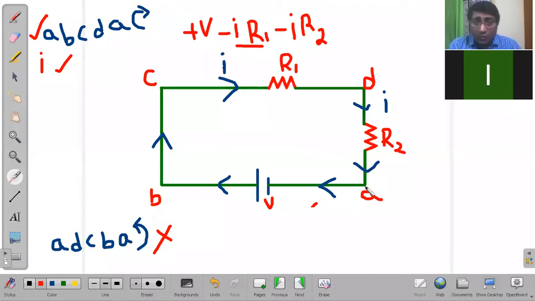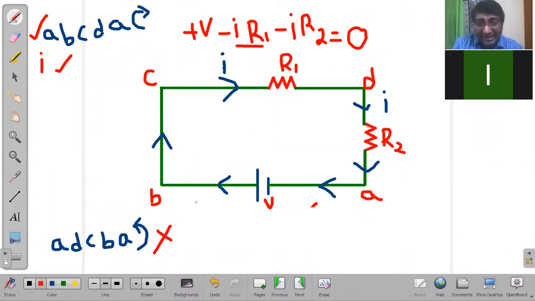The circuit is closed. So remember Kirchhoff's loop law equation. The algebraic sum of all the potential differences of various components in a closed electric circuit should be equal to 0. So this is the final equation: V minus IR1 minus IR2 equal to 0. You can put all the minuses on one side, take common and all that, you can do that.